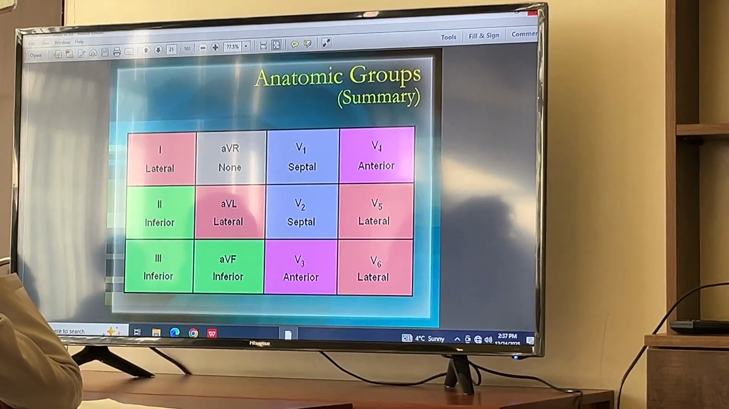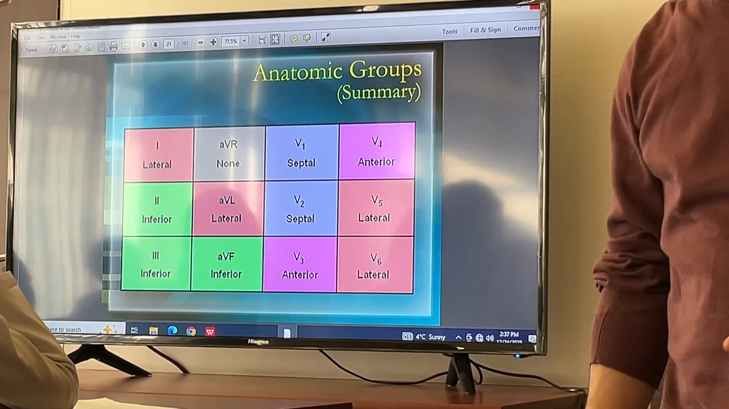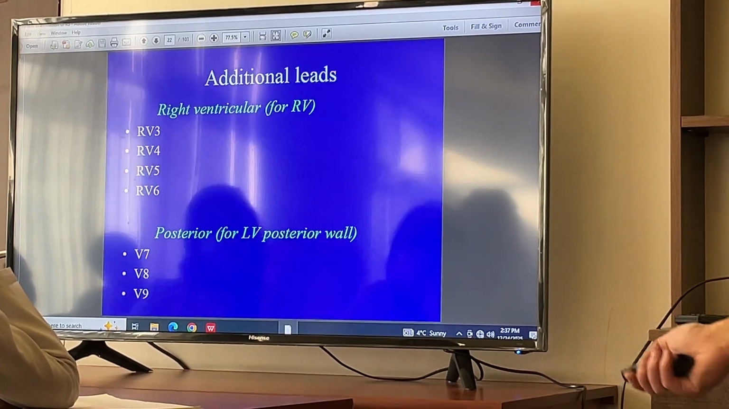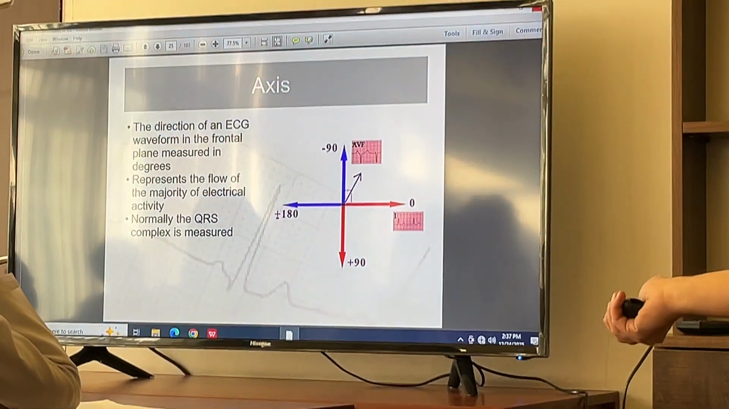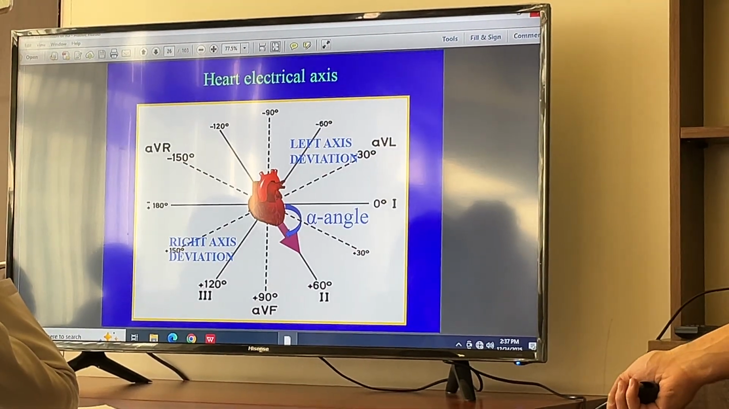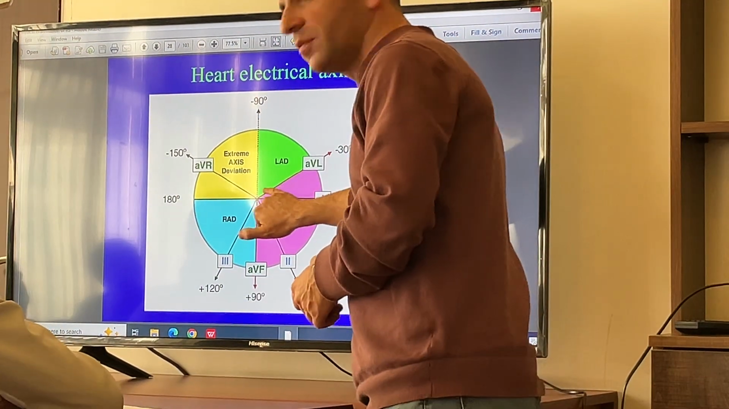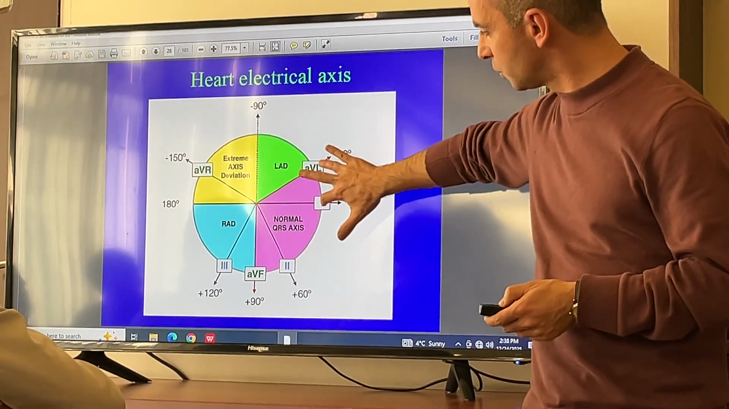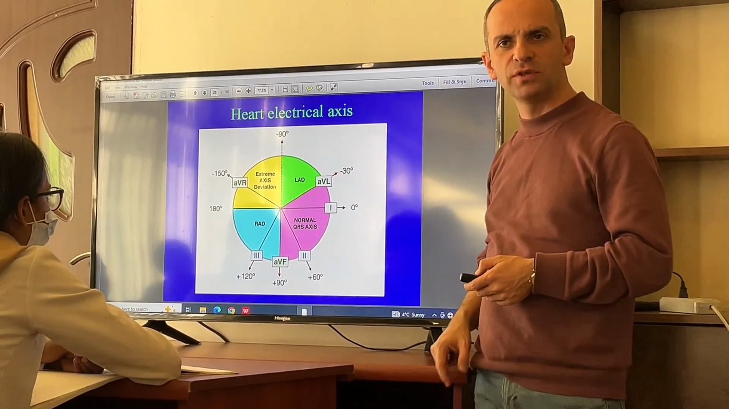Anatomical groups we have discussed. You may take this one at first: AVL, V5, V6 is lateral, V1, V2 are septal, and so on. V3, V4 anterior. Additional leads, how to place, how to determine heart electrical axis. That nowadays normal is from minus 30 up to plus 90. And this is what, from here to here? From 0 to minus 30.